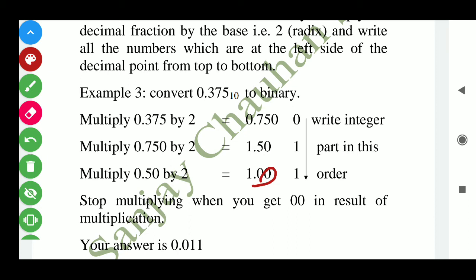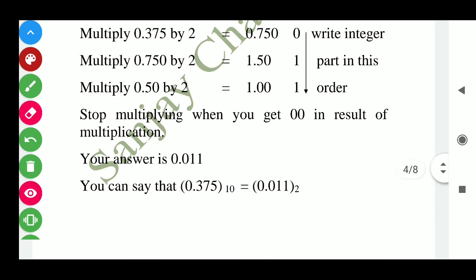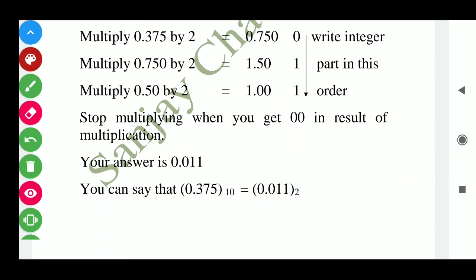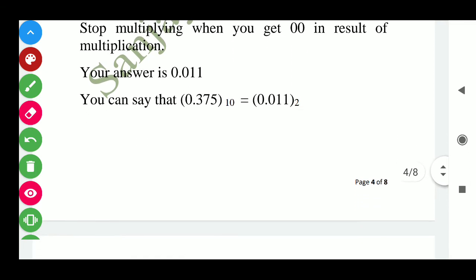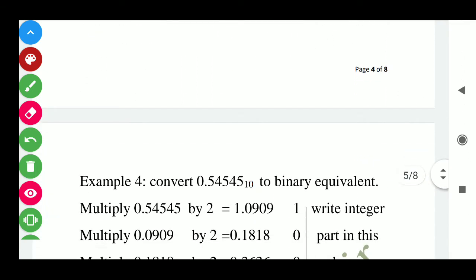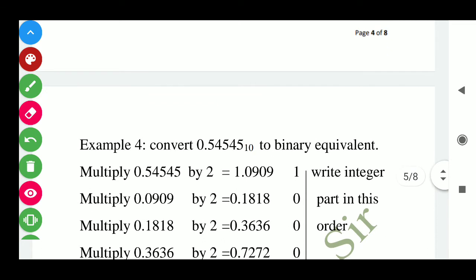Now you can say that 0.375 base 10 is equal to 0.011 base 2. Is it clear? Now example 4: convert 0.54545 base 10 to its binary equivalent.